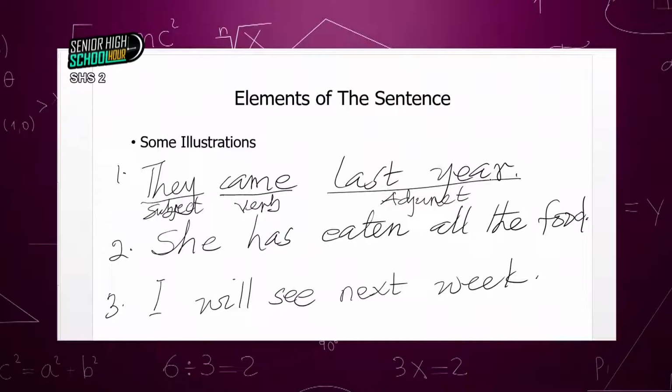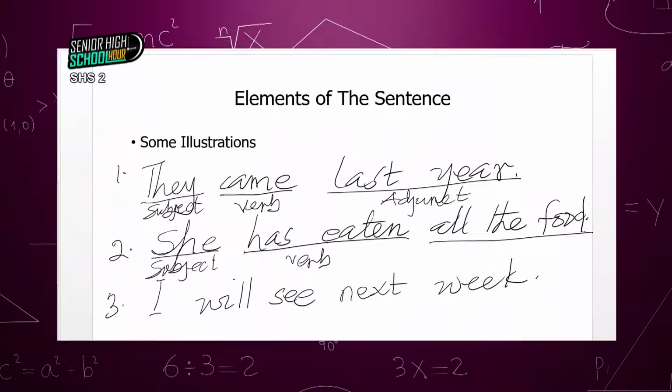The second sentence, where's our verb? Great. Has eaten. You have two of them there, the operator and the main verb, or what you call auxiliary verb and the main verb. That's the verb group. So that's our verb. And where's our subject? She. Or the food. What would that be? Good. That is the object. Why? Because we can passivize it. We can use it in a passive voice.